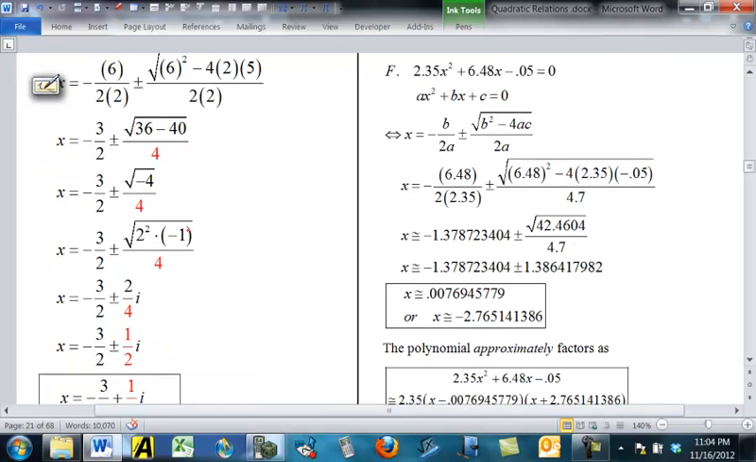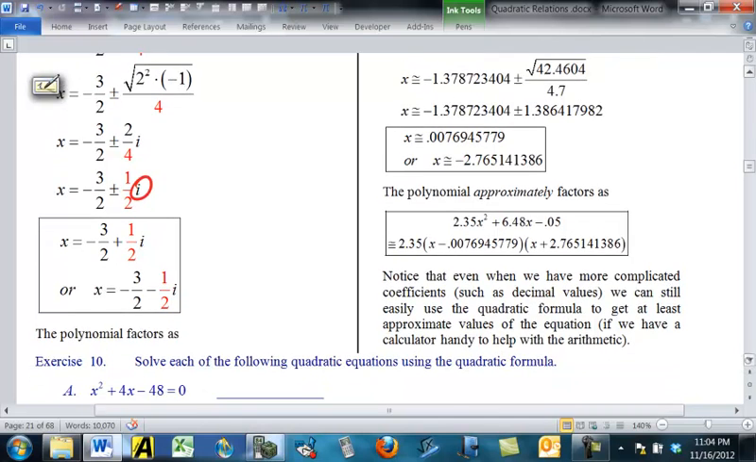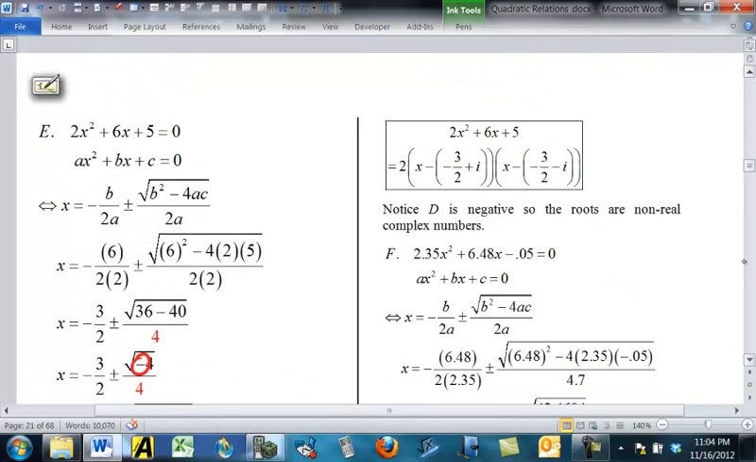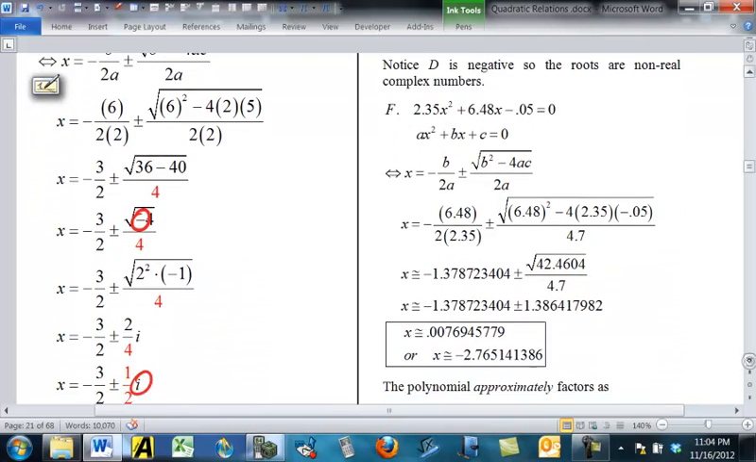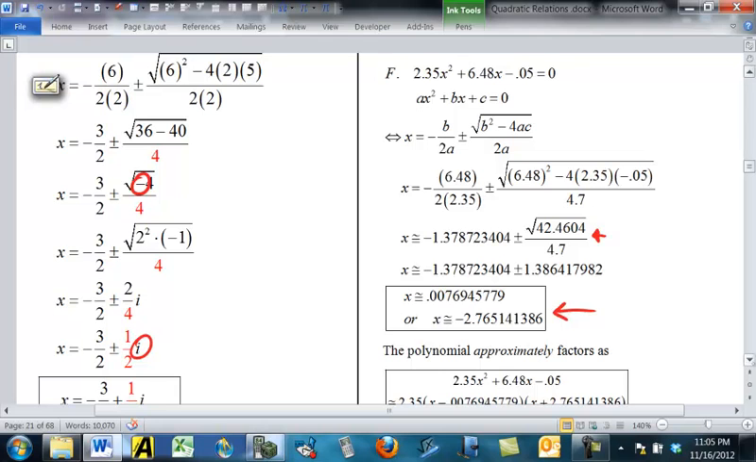Notice this one, when I work this down here, I've got a square root of a negative, so that's going to turn out to have an i in my answer. And of course, when I graph this one, it's not going to cross the x-axis. Here's one where I have decimals in it, and I'm not going to try to find an exact answer. Actually, that may be an exact answer right there, but I'm going to go ahead and get a decimal approximation. And so my factoring is going to be approximate down here.